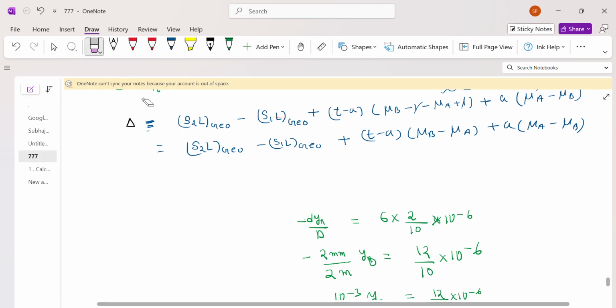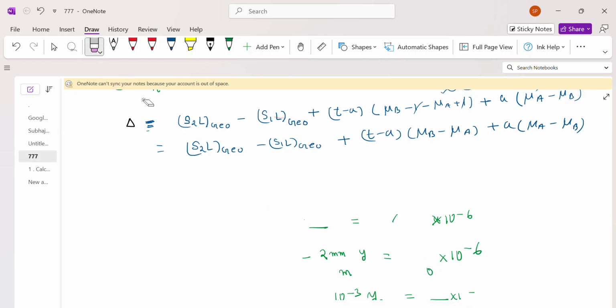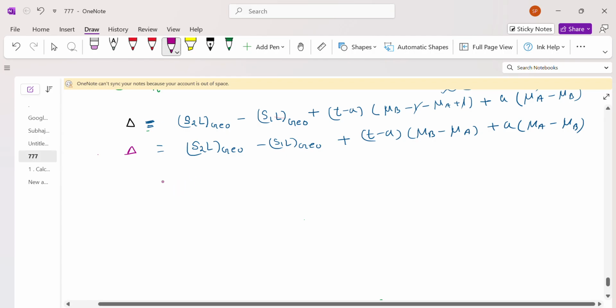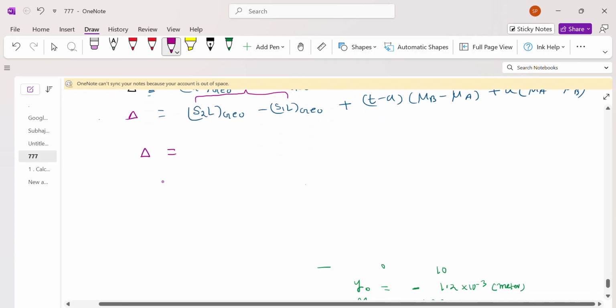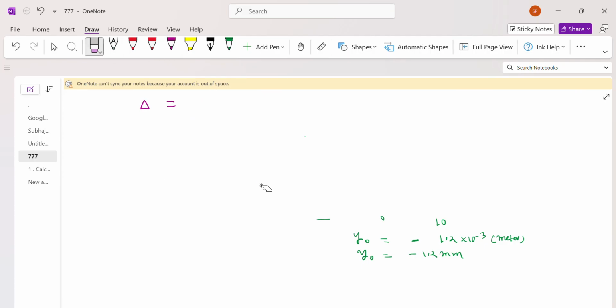Now there is a catch. This is a generic thing. Whenever things come like this, you just follow the same prescription I am sharing. Practice it once or twice and you will remember it for the rest of your life, I guess. Fine, so this is delta. Now focus on this term: S2L geo minus S1L geo. Just think about a situation.